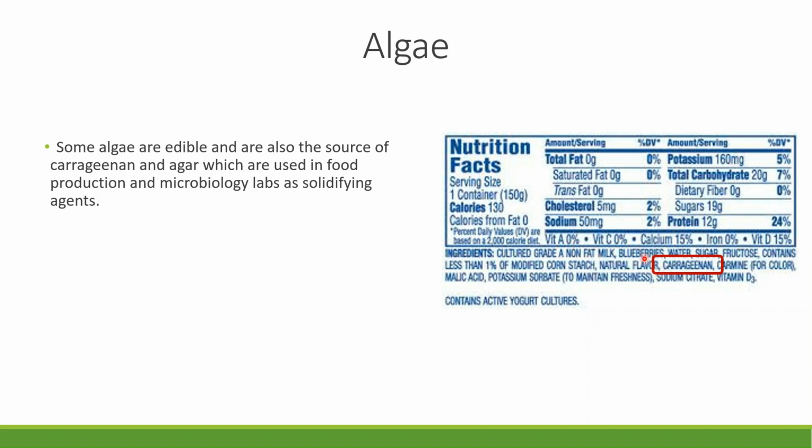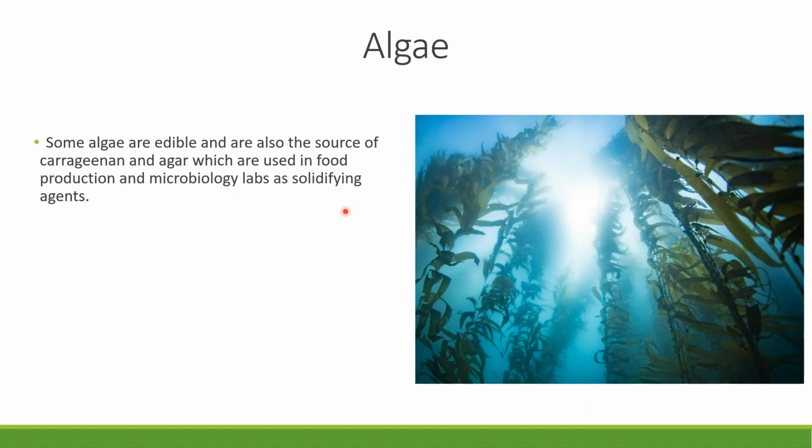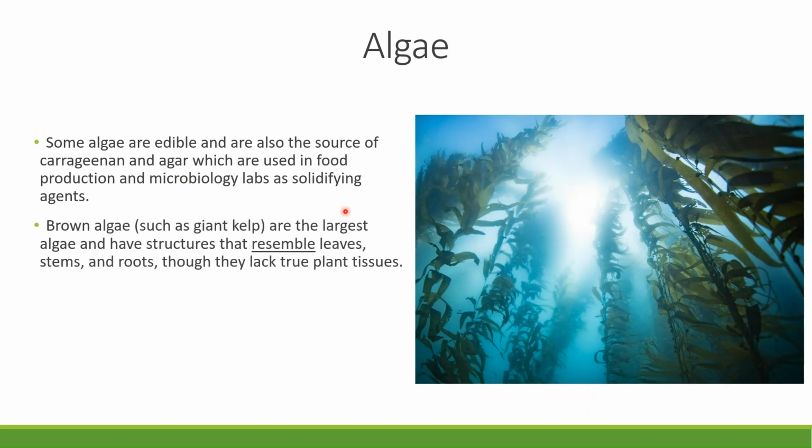And so what food scientists do is they add a little carrageenan and that helps firm it up. And then, of course, from algae, we get that polysaccharide agar, which we use in our agar plates in our microbiology. Other things that we need to know about algae is there's different types.